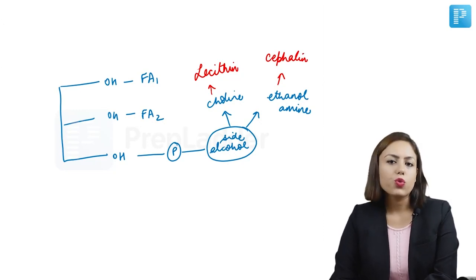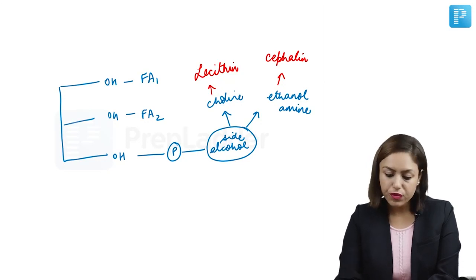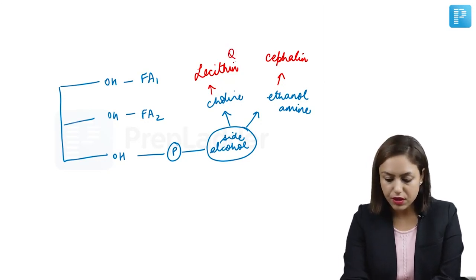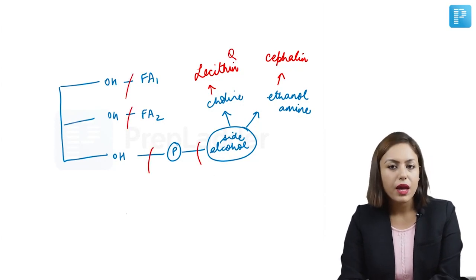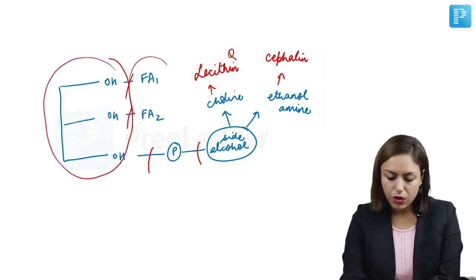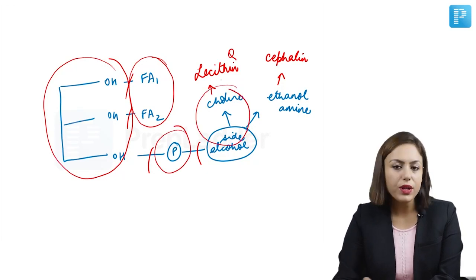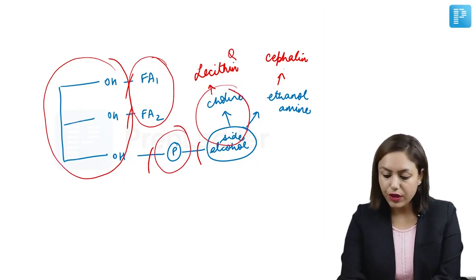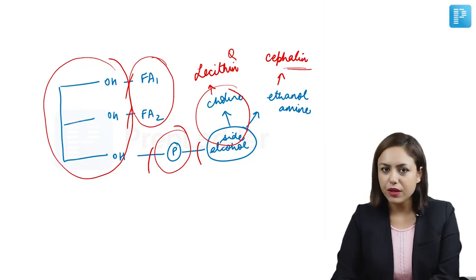Questions are asked, what are the breakdown products of lecithin? All these bonds will be broken, and the breakdown products of lecithin will be one glycerol, two fatty acids, one phosphate and one choline. In case of cephalin, if asked, then instead of choline we have ethanolamine, right?